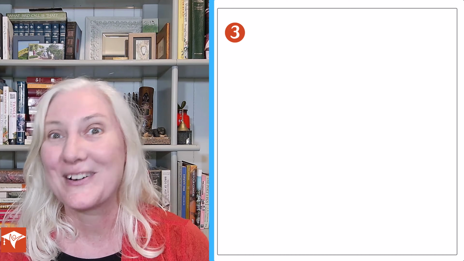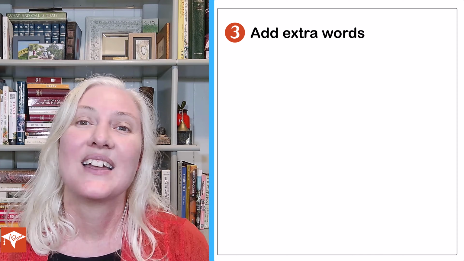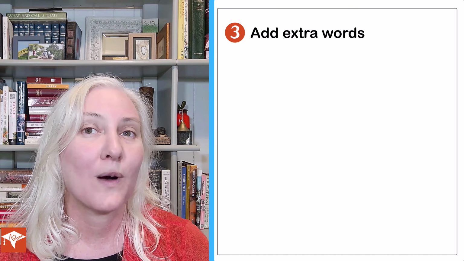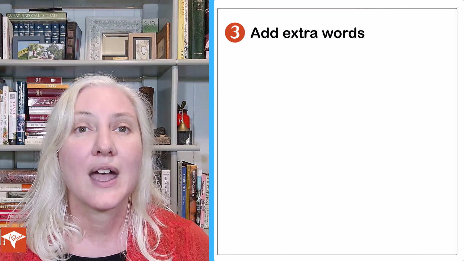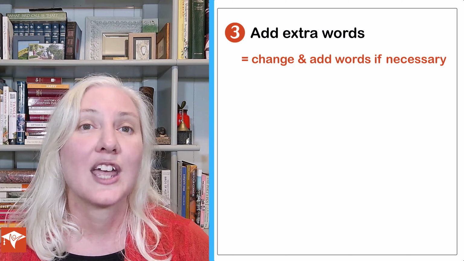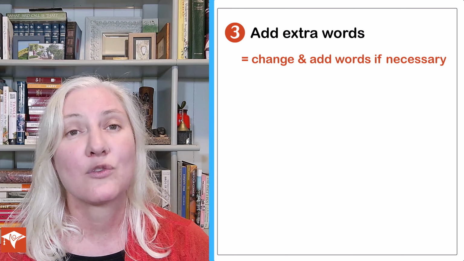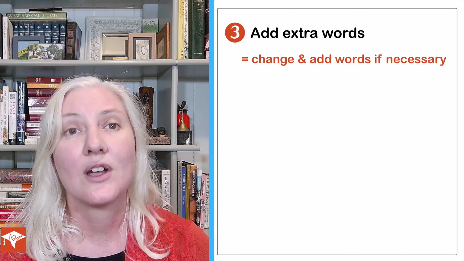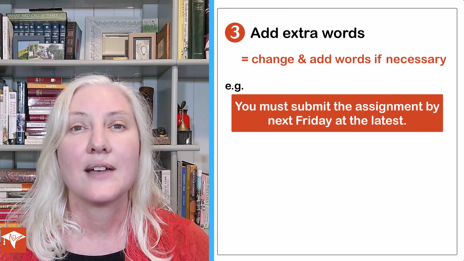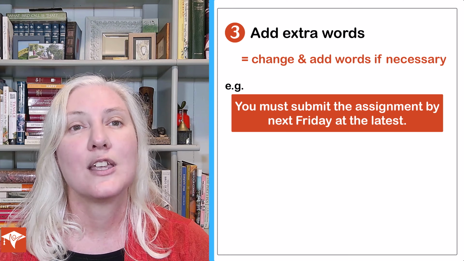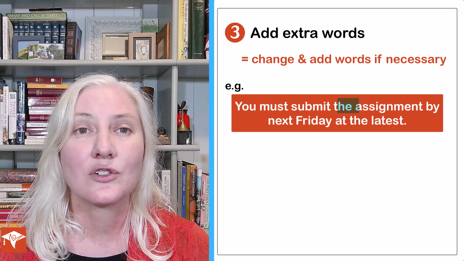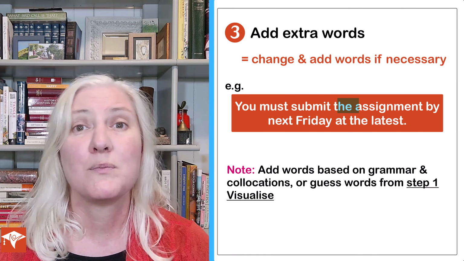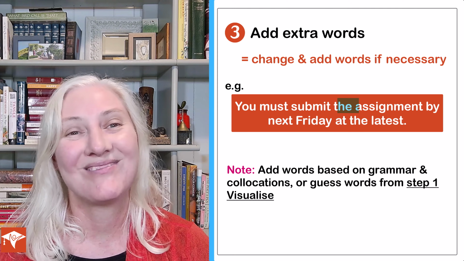And then step 3, add extra words. Now you understood the sentence from step 1 and wrote down most of the sentence in step 2. So now in step 3, you'll change it if you need to and add extra words to make the grammar correct. For example, in our sentence, you might not hear the word the in front of assignment. So use your grammar knowledge. Grammar tells you there should be a the, so add it.